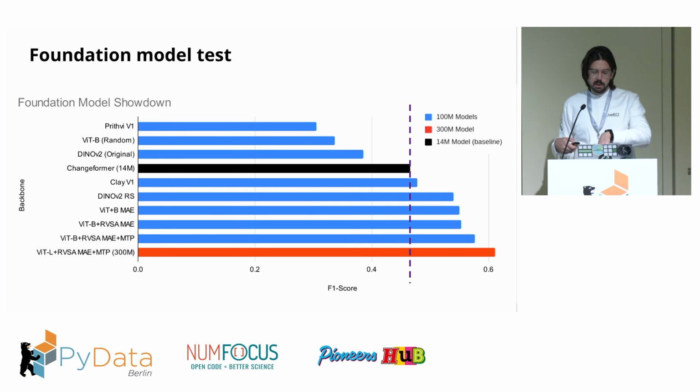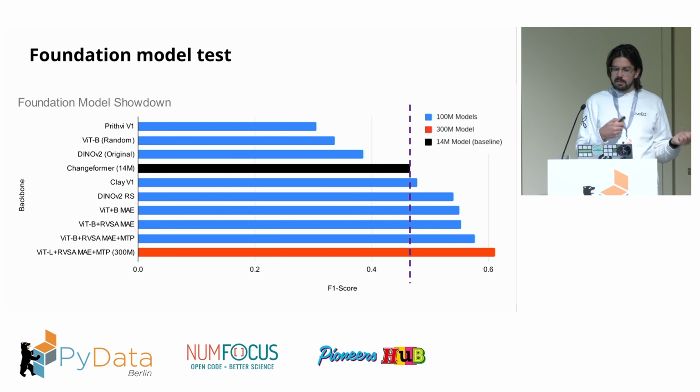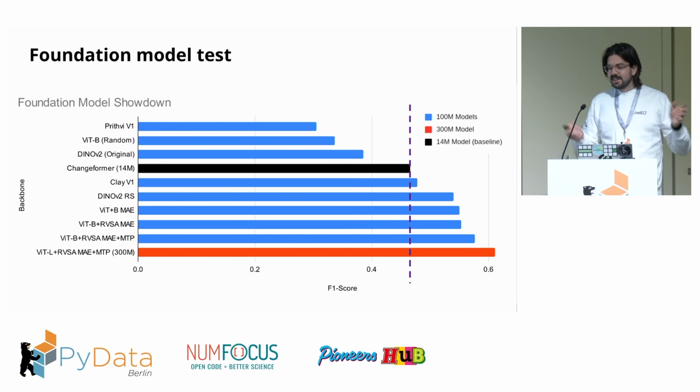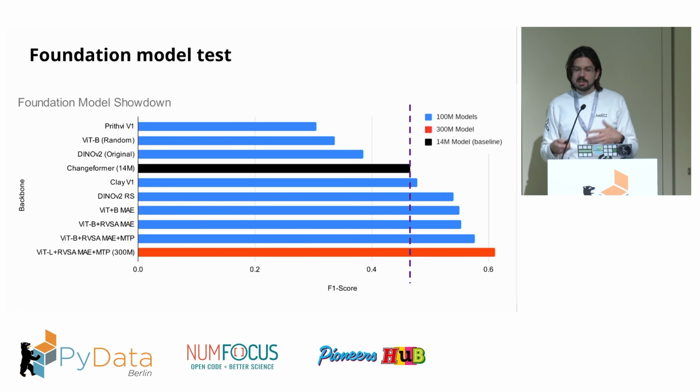This Dino v2 with remote sensing weights was trained on exactly the same model architecture as the previous Dino v2, except it was trained on different data. And already here you can see there's starting to be a clear gap in performance. Then a vision transformer trained just with masked autoencoder pre-training does a little bit better. When you add RVSA, which I don't have time to get into, it does slightly better. And then when you add the multitask pre-training, there's quite a big jump.